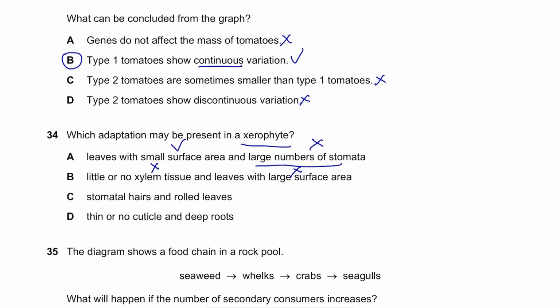Stomatal hairs and rolled leaves. Okay, this is a good point. These hairs prevent water loss and the rolled leaves reduce the surface area. Thin or no cuticle and deep roots. Okay, deep roots are fine, but if you have no cuticle, the water molecules in the leaves will start evaporating faster. You need these leaves to reflect the light and prevent too much sunlight being absorbed. The answer is C.